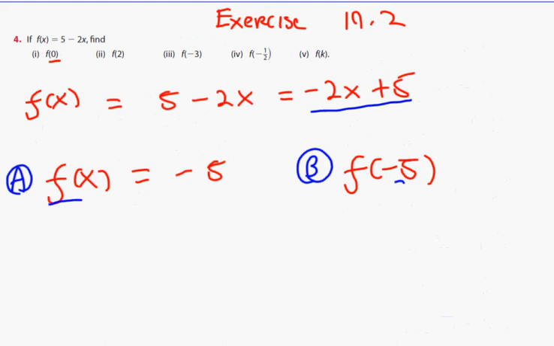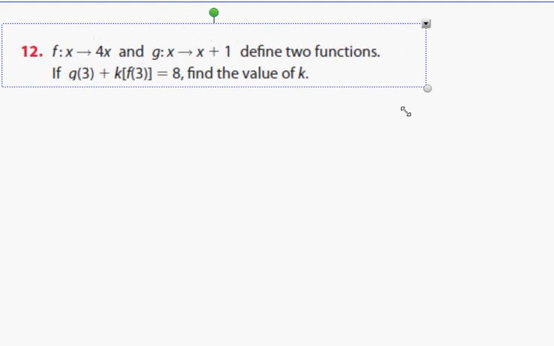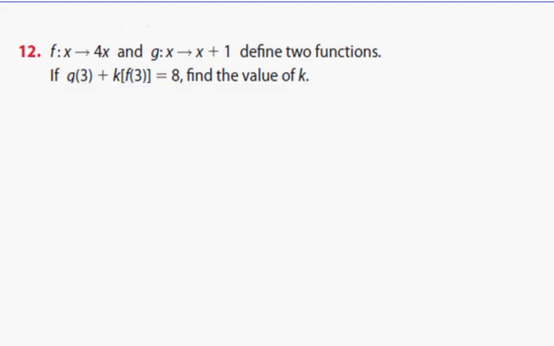Okay, next one. This one here. Okay. Now, that's a G, by the way, okay? Now see this dot dot business. Do you know what that means? It means the same thing we just did. It means this, and this one means what? G of x equals.